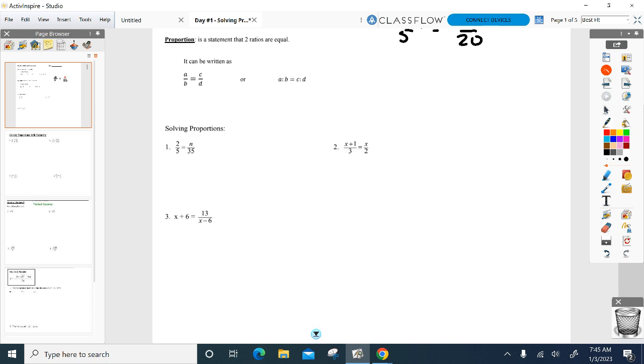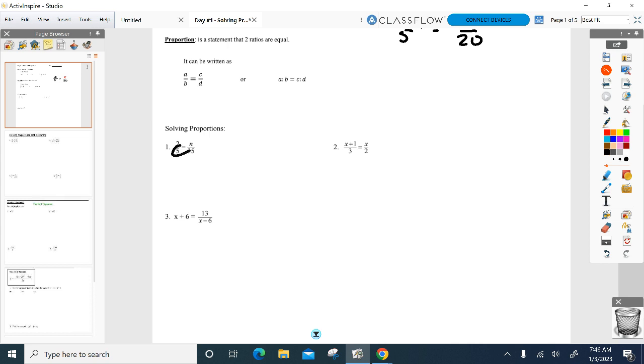To solve this proportion, you cross multiply. Does that term sound familiar? Cross multiply. Because I'm only going to go over one with you, and I'm going to do a lot better job of calling on people too. So take a look at number one. We got 2/5 equals n over 35. I cross multiply. Let me do this slow now.